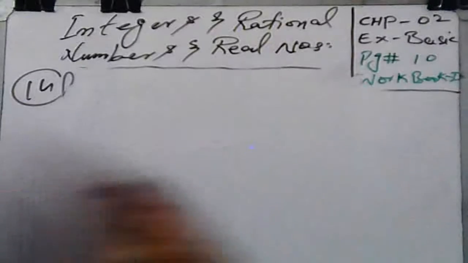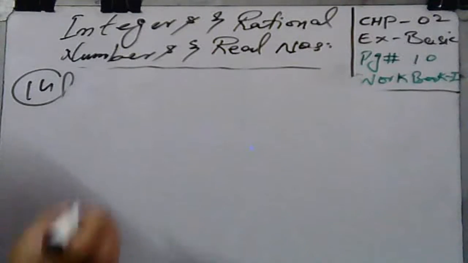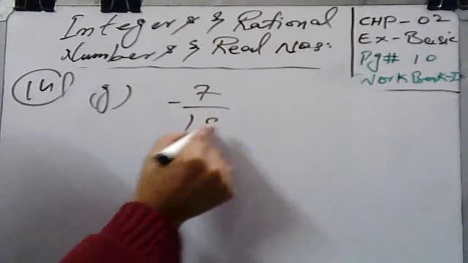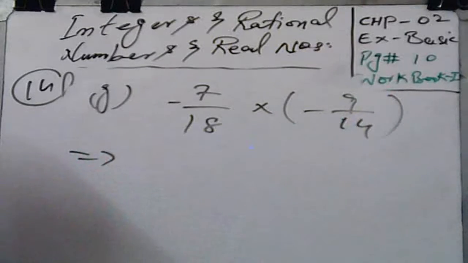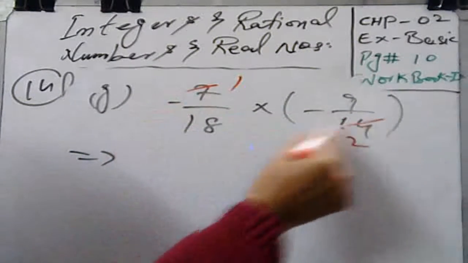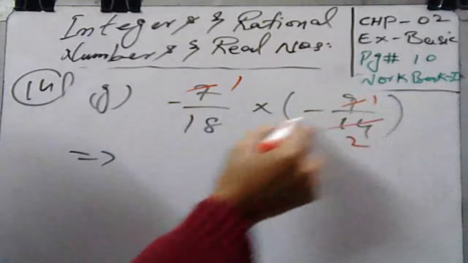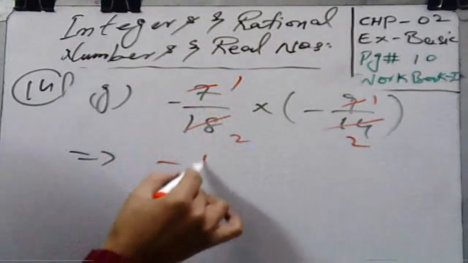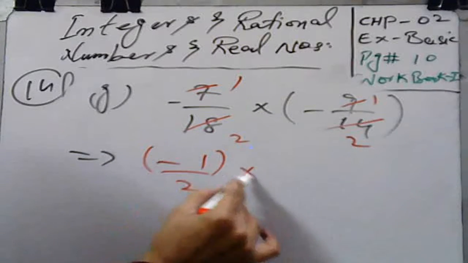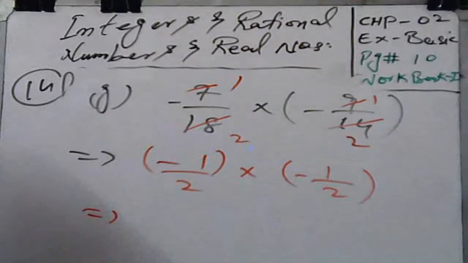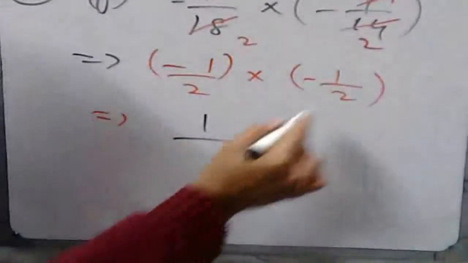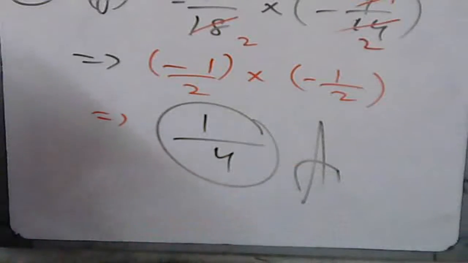Similarly, in G part, minus 7 by 18 multiplied by minus 9 by 14. Cancellation law can be applied here: 7 ones are 7, 7 twos are 14, 9 ones are 9, 9 twos are 18. So what will you get here, minus 1 and 2, and here 1, again minus 2. Both minuses will become positive, and numerator will multiply with numerator and denominator with denominator. So that is your result.